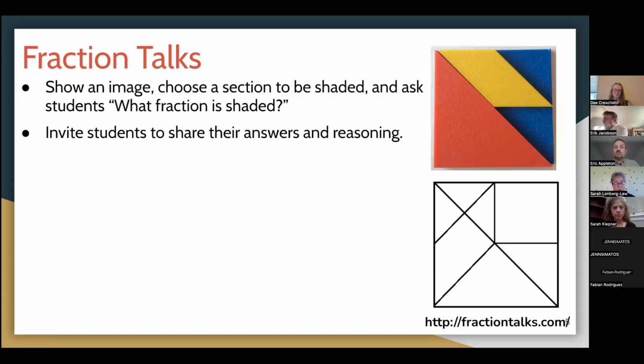But what we'll do now is let you in on the teacher side of that activity, and it's pretty simple. The structure of the fraction talk is to start with an image. I shared an image with you, and then you can shade in part of the image, or you can just ask an open question, like what fractions do you see? You can ask what fraction is shaded. The main thing is that you invite students to share not only their answers, but their reasoning.